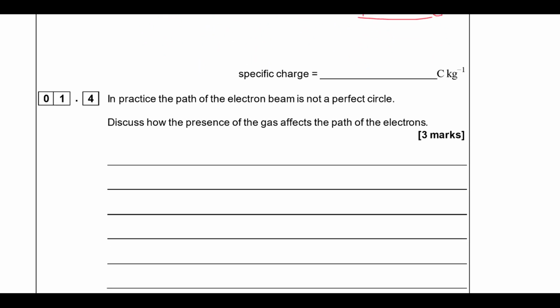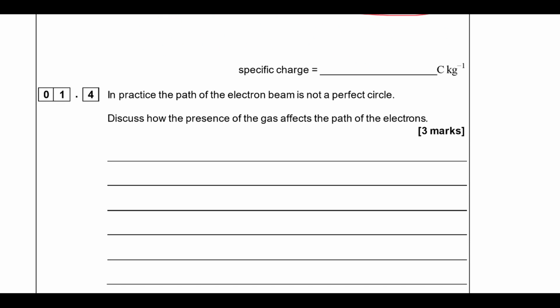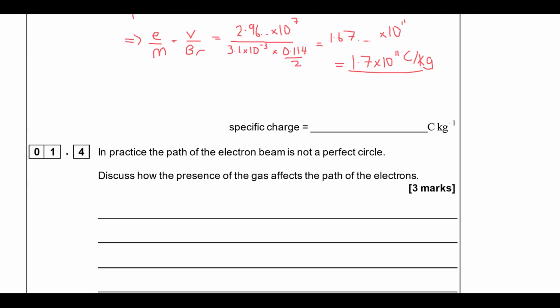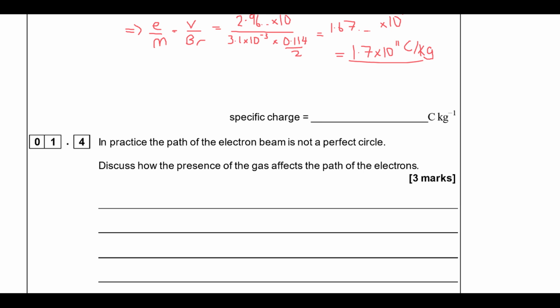In practice, the path of the electron is not a perfect circle. Discuss how the presence of the gas affects the path of electrons. So when electrons collide with the gas atoms, their velocity is going to decrease. And if the velocity decreases, that's going to affect the radius of the path. So let's get that equation back up. So we know that if we rearrange the equation, the velocity is going to be calculated by doing B times R times the specific charge.